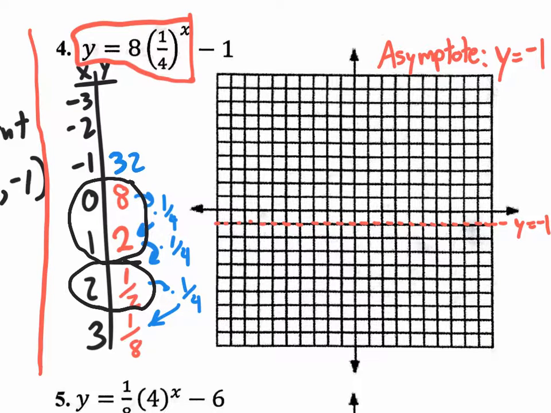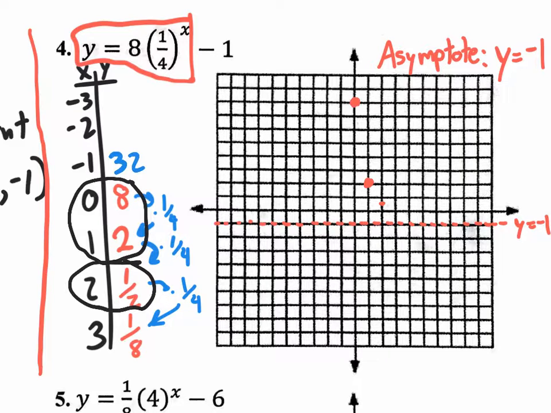Let's do (0, 8). (0, 8) is way up here. (1, 2) is right here. And (2, 1/2), 2 and halfway up, is right there. Are you guys with me?